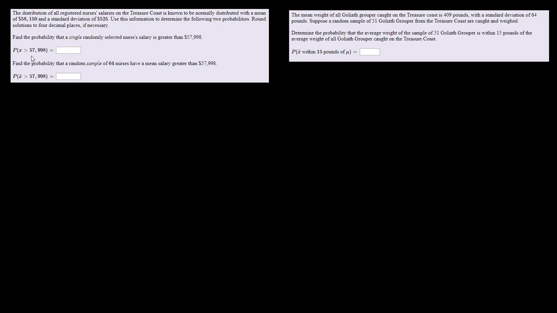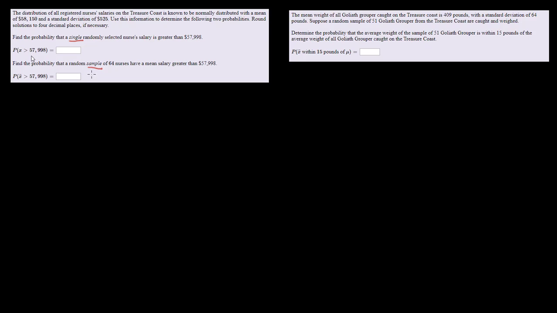Okay? Chapter 6 is all about populations and what's the probability that a single item is greater than, less than, or between. Now, the second question here is find the probability that a random sample of 64 nurses has a mean salary greater than $57,998. So if you were just glancing here, you might think that both these questions are asking the exact same thing. But you have to read carefully, and that's kind of the point of the question, is that the first question is a single observation, and the second question is a sample. Okay, you're talking about a sample in the second question.